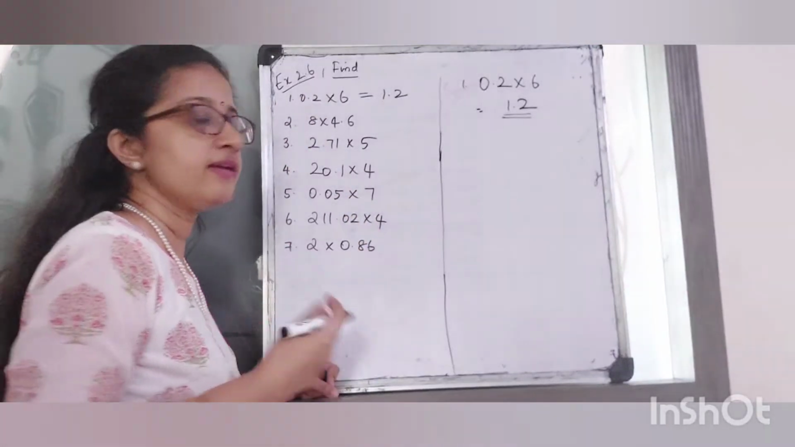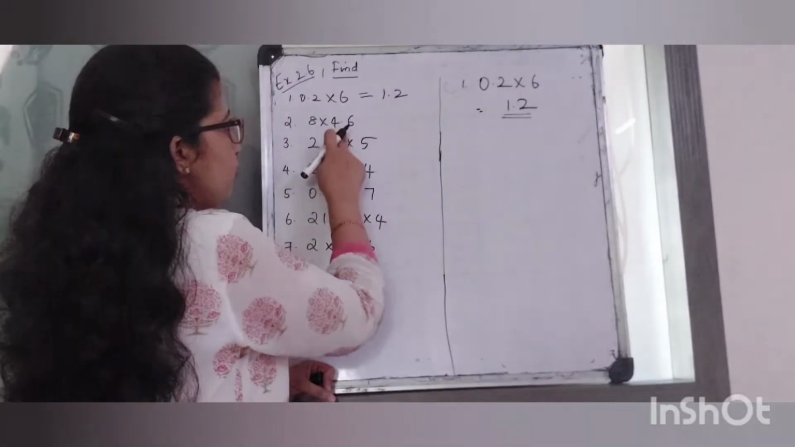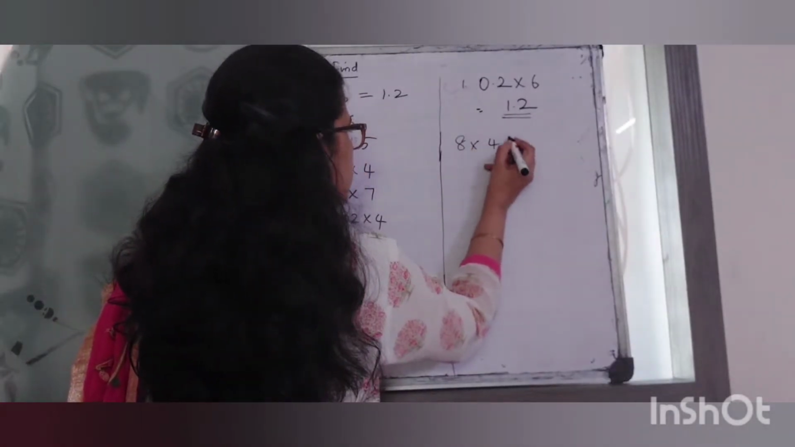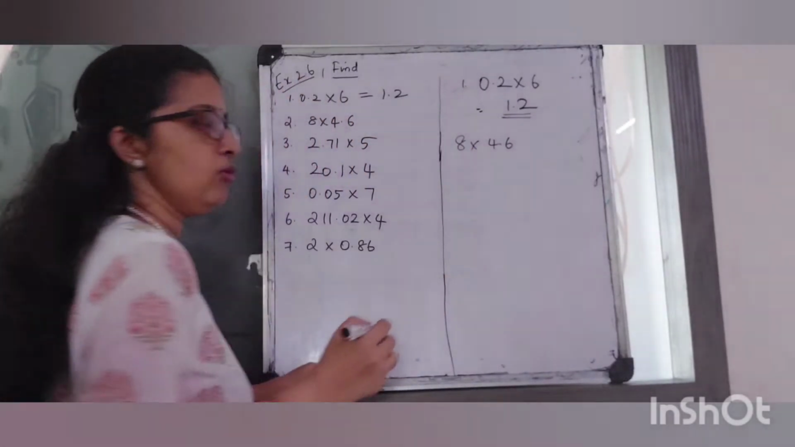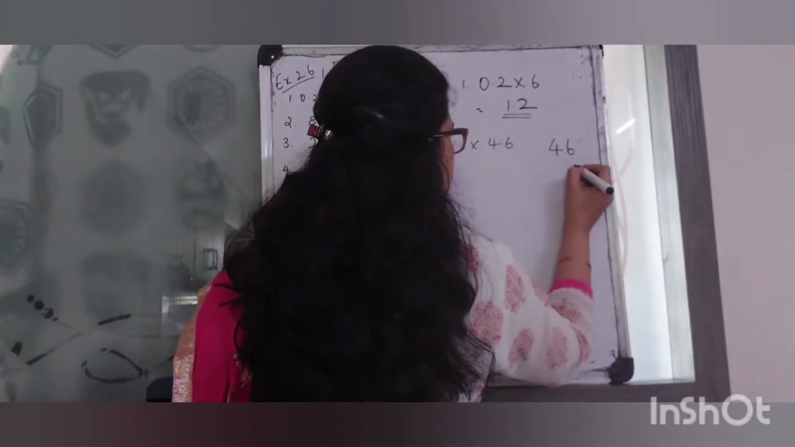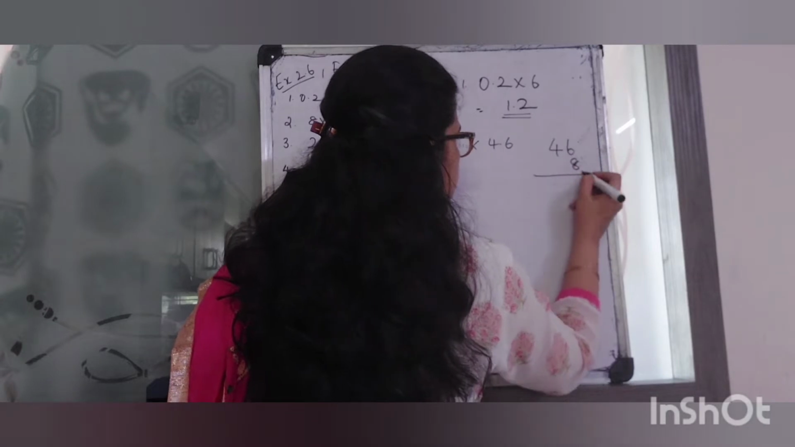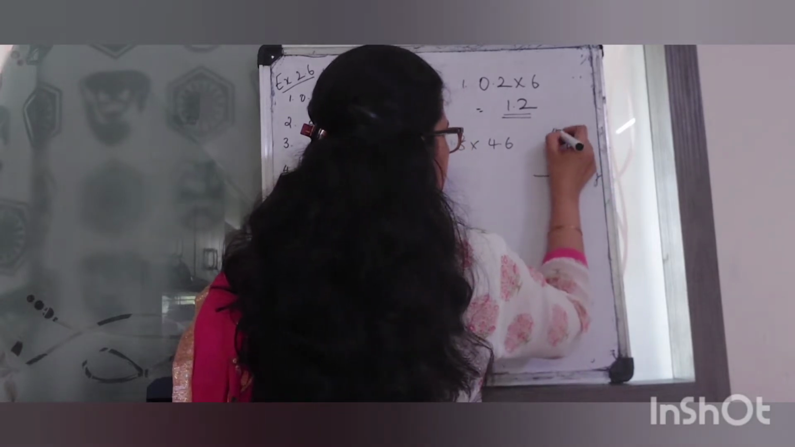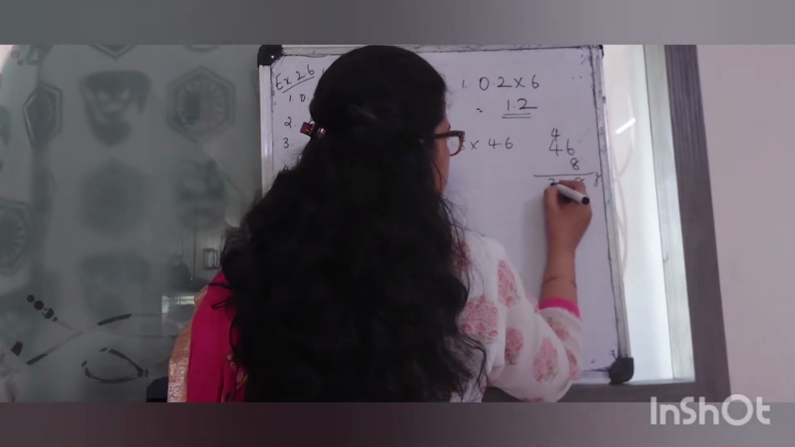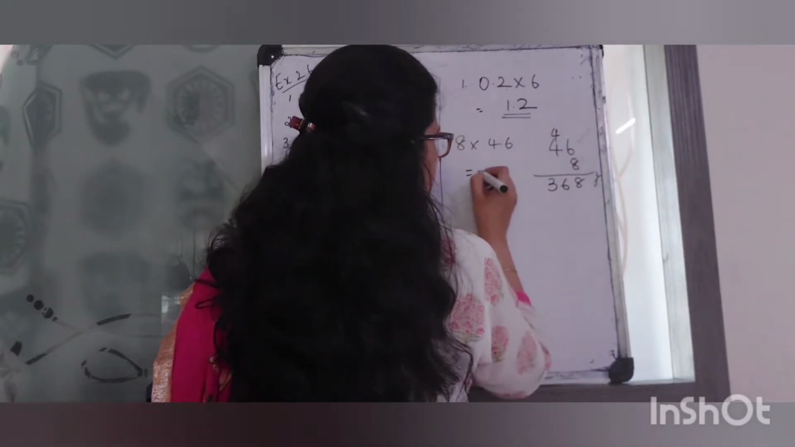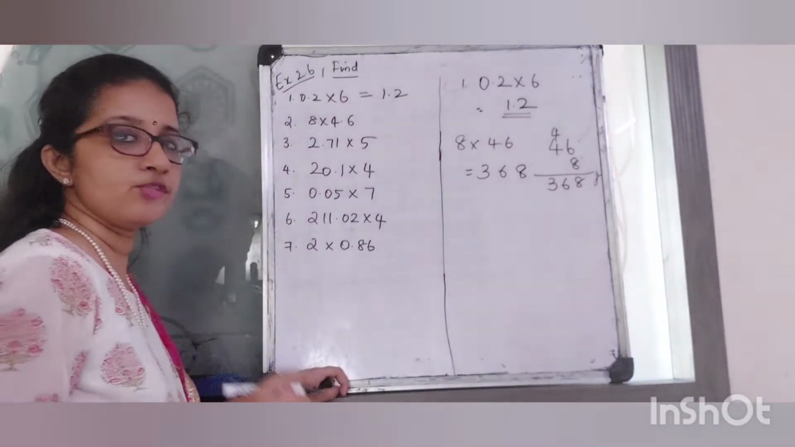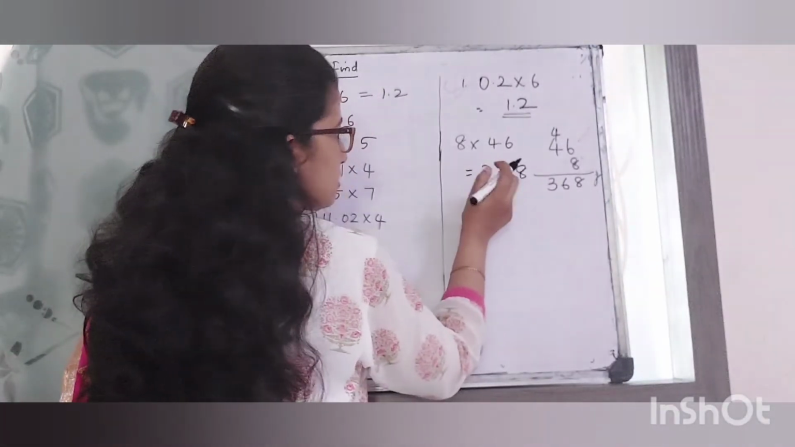Isn't it very easy? Take the next one, 8 into 4.6. So for that, what should we do? We should first do 46 into 8. 8 6s are 48. 4 8s are 32. 32 plus 4 is 36. First write 368. Now where should we put the decimal point?